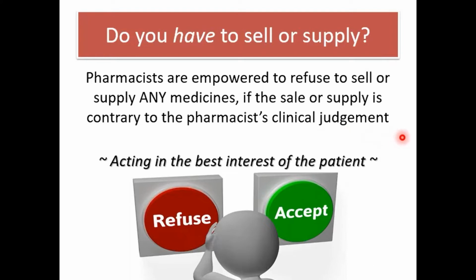However, if you thought that the sale or supply of said medicine was going to be detrimental to your patient's health, it could make their condition worse, that they could develop X, Y, or Z, then actually you are acting in the best interest of the patient. So you can refuse to provide that supply to that patient. And that's something that you need to bear in mind. We are empowered to refuse a sale, but ultimately we need to be able to justify why we have refused that sale and be aware of the wider impact and the global impact of refusing sales or supplies to patients.